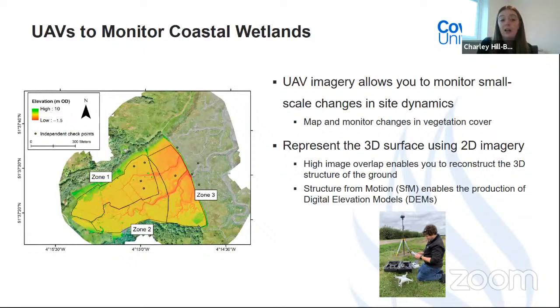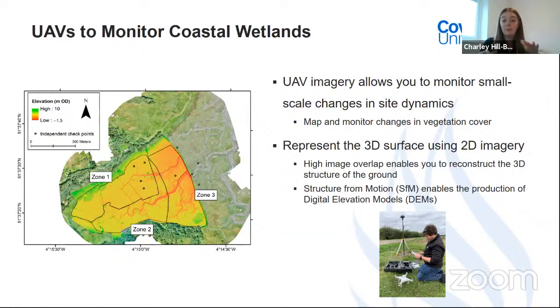Here we've got an example of a coastal wetland, and within that coastal wetland we wanted to monitor the vegetation change within that area. What we can see is gullies, and the fact that the gullies are actually lower than the wider wetland area itself. And the wetland itself is almost then encased by a higher feature.